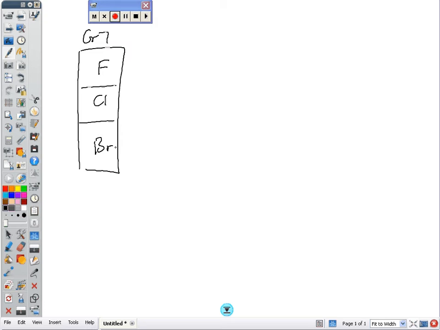We've already done our practical in class, or we're going to do it very soon, and that should have shown, through the displacement reactions, that the opposite trend is true here as was true for the group 1 metals. So as we go up the group, reactivity increases, or in other words, as we go down the group, reactivity decreases. So our question really is again, why is this the case? Why does reactivity decrease as we go down this group?